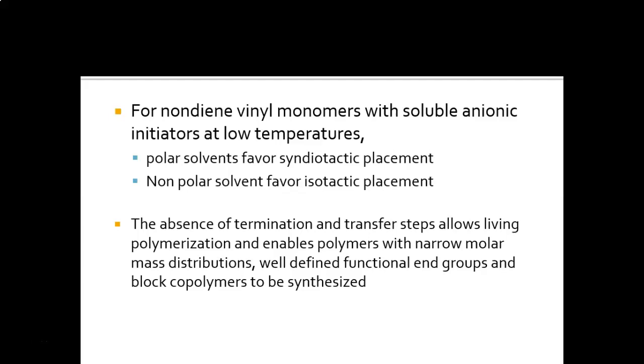Also, ionic polymerization, cationic or anionic, will produce a living polymer, in which the ionic propagating species retain their ability to grow over an extended period of time, even after complete consumption of the monomer. Ionic polymerization will also proceed stereospecifically, producing a tactic polymer. For non-diene vinyl monomer with a soluble ionic initiator at low temperature, it will produce polar.